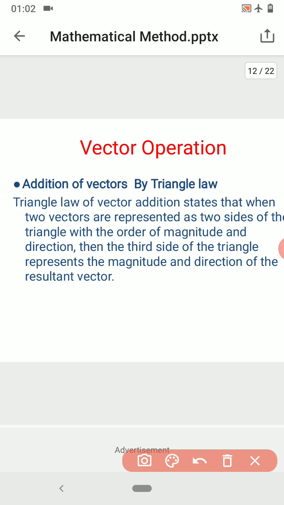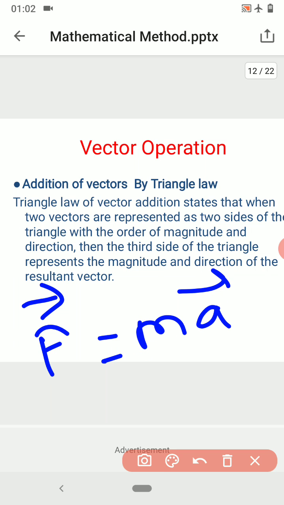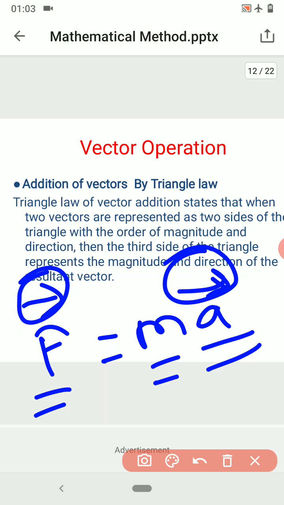You can take one more example. According to Newton's second law, you can write vector F is equal to m into a. So vector a is called the acceleration vector, and mass is the scalar quantity. If you multiply this, you may get the vector quantity F, force. Now this force has a direction the same as the direction of acceleration. Okay, so you may get a new physical quantity.